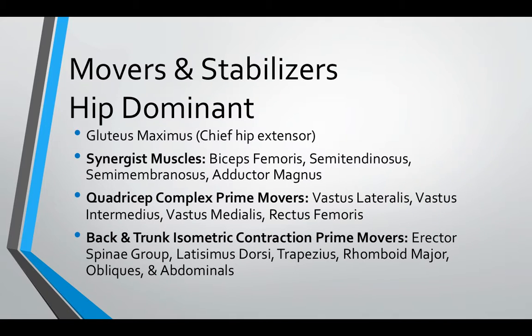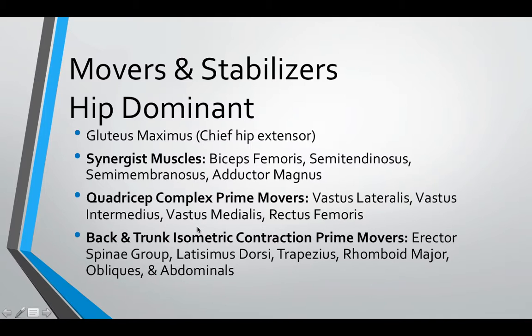So movers and stabilizers. With the hip, the primary mover, the big dog of everything, is the glute. This is what fires the hardest and is key for extending the hip in the squat, the deadlift. The muscles that assist in the lift are your biceps femoris, semitendinosus and semimembranosus, the hamstrings, and adductor magnus, more the groin. And in the knee, you have the vastus lateralis, vastus medialis, vastus intermedius, and rectus femoris, all 4 muscles of the quads firing.